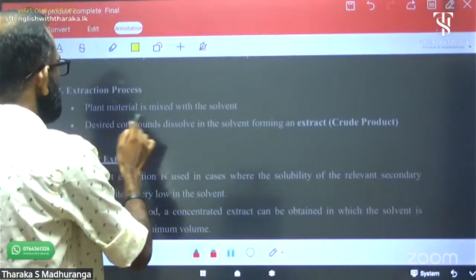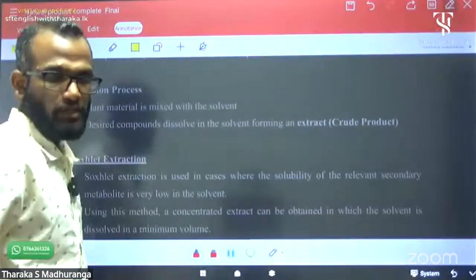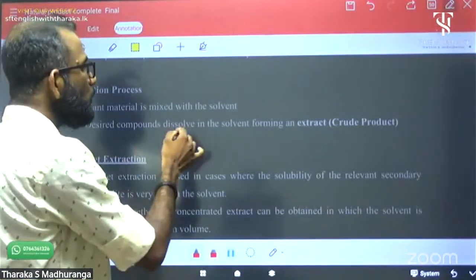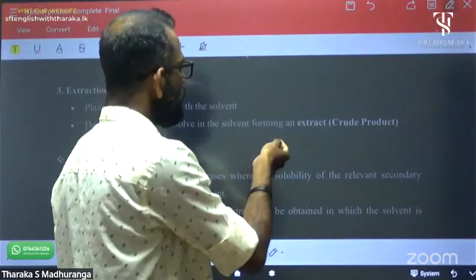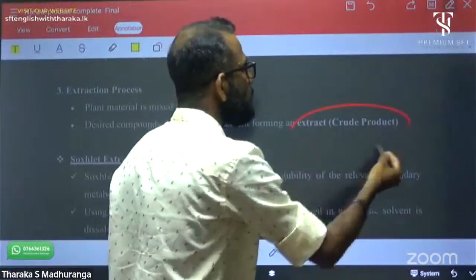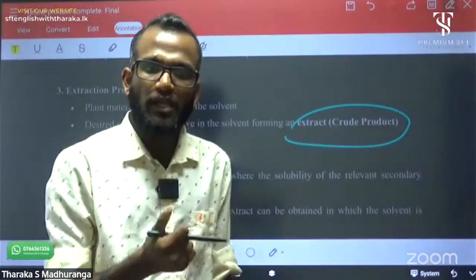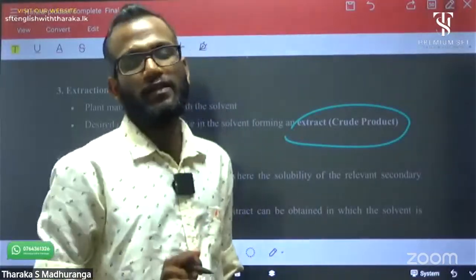Okay, this is the extraction process. Material is mixed with solvent. After that, the desired compound dissolves in the solvent, forming an extract that we call the crude product. Okay, that's the meaning of simple solvent extraction.